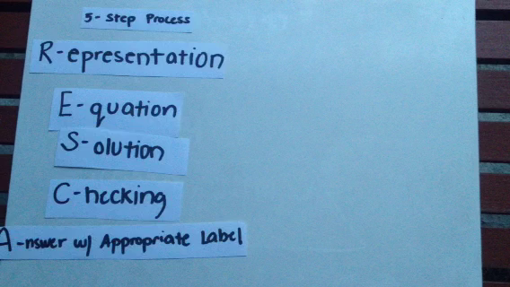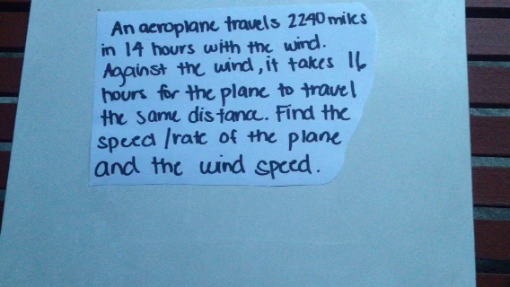So an aeroplane travels 2,240 miles in 14 hours with the wind. Against the wind, it takes 16 hours for the plane to travel the same distance. Find the speed or rate of the plane and the wind speed.